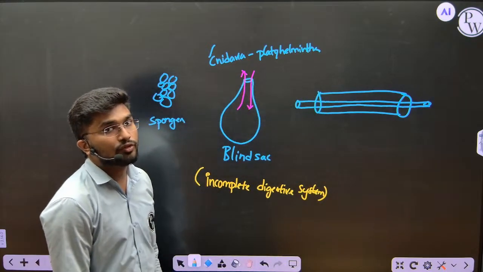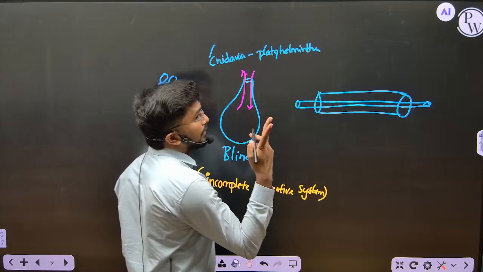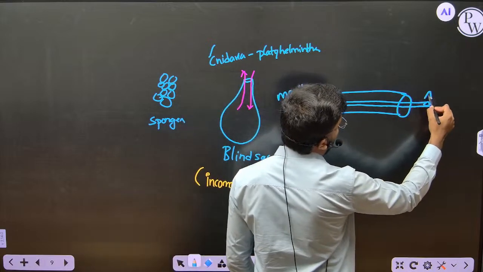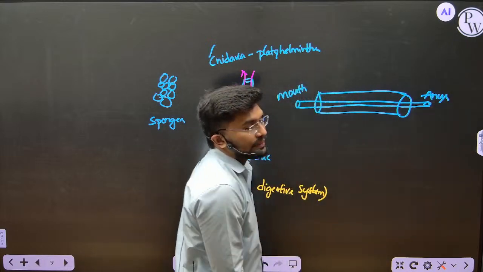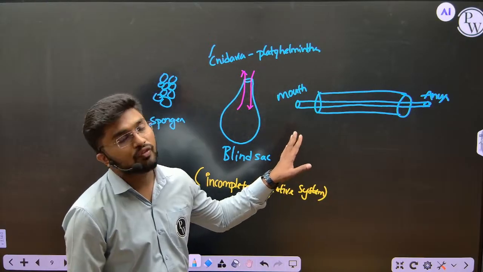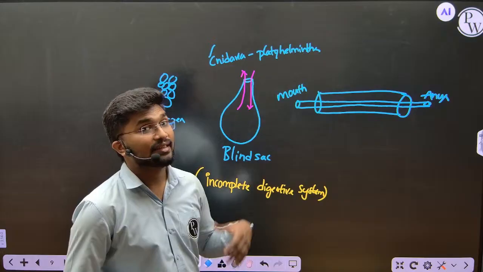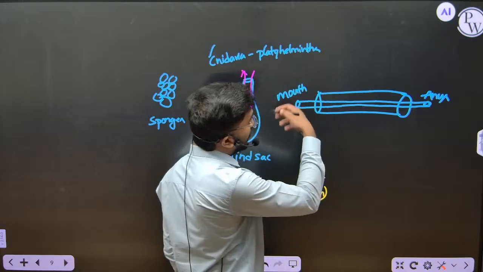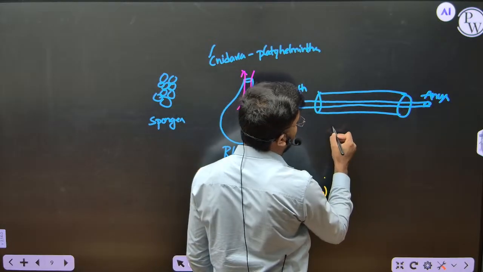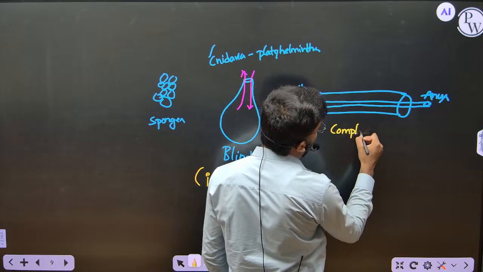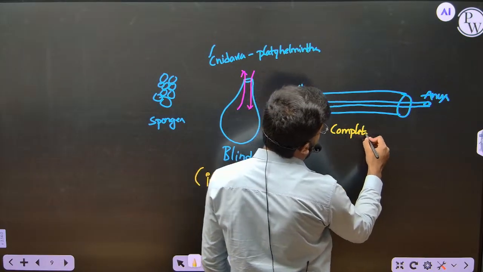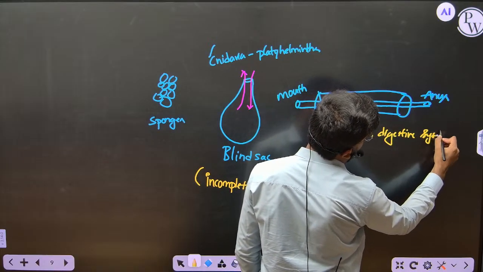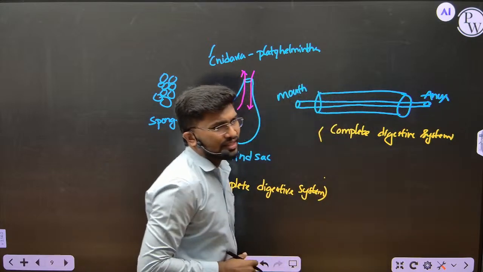Okay, in case of tube within tube body plan, two openings are there. One opening is called mouth, another opening is called anus. If any animal having this type of body plan, their digestive system is called complete digestive system, because one is there for entry of food, another one is there for exit of food. So we are calling complete digestive system. Are we clear? So that is about the body plan.